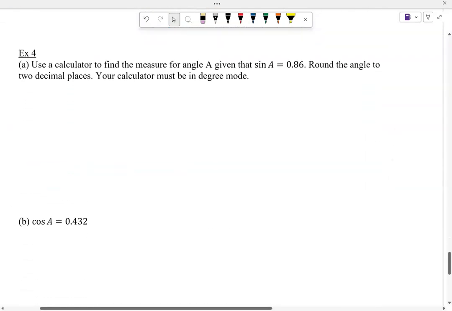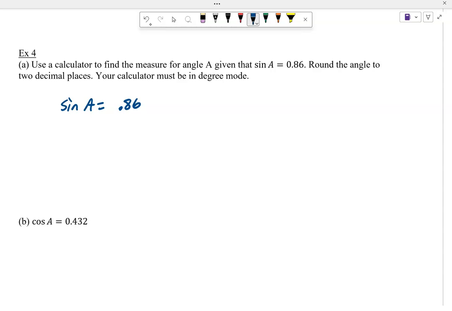Let me give you an example. Let's look at this first one. Given that sine of A equals 0.86, we know the ratio of the opposite over the hypotenuse is 0.86, whatever fraction gave us that, 43/50ths or whatever. So what would angle A be? Well, we need to solve for A.